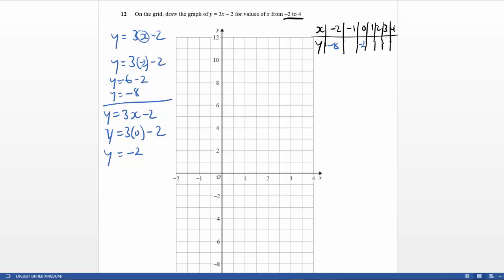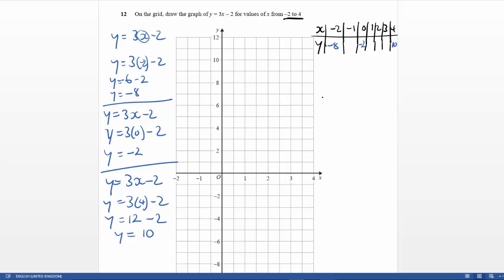And what I'm going to do now, I'm going to get our final value here, and I'm going to say when x is equal to 4. So y equals, again, 3x minus 2. Let's replace the x with a 4 in the bracket. We're going to do 3 times 4, which is positive 12, take away 2. Therefore, y is equal to 10. Okay.